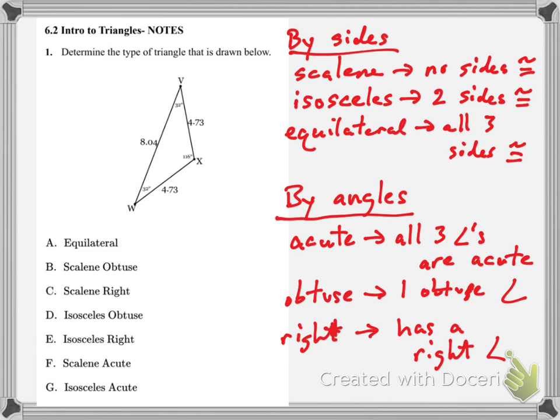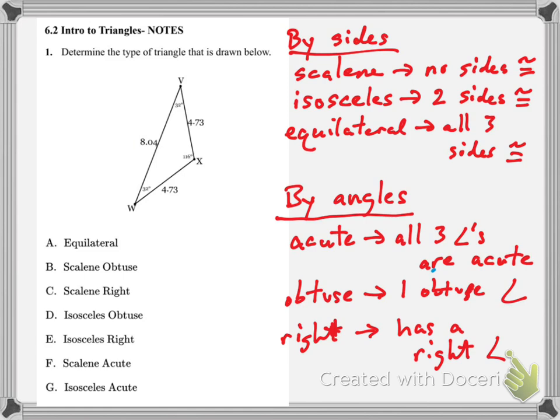Now, there are 2 ways that you can name a triangle. One by its sides and one by its angles. By its sides, scalene means there's no sides congruent. Isosceles means there's 2 sides congruent. Equilateral means all 3 sides are congruent. Okay? Angles, if you were to name it by angles, acute means that all 3 angles are acute. Okay? Obtuse means there's one obtuse angle, and right triangle has a right angle.